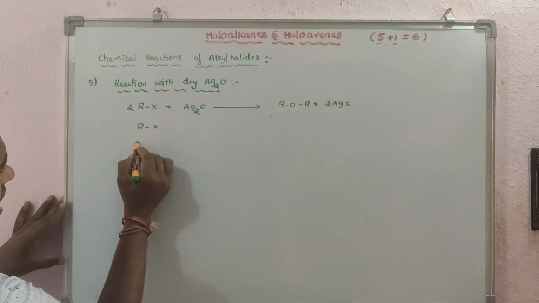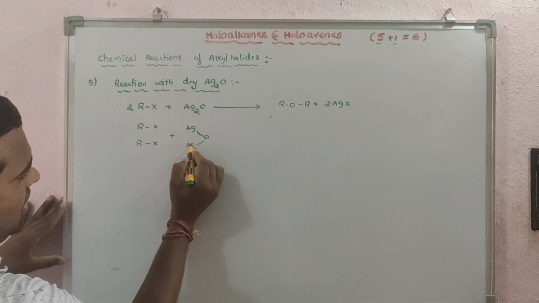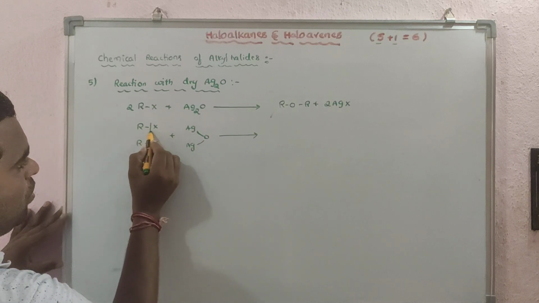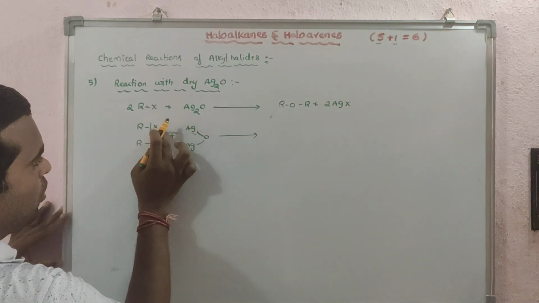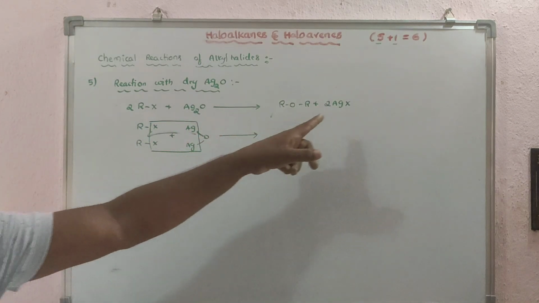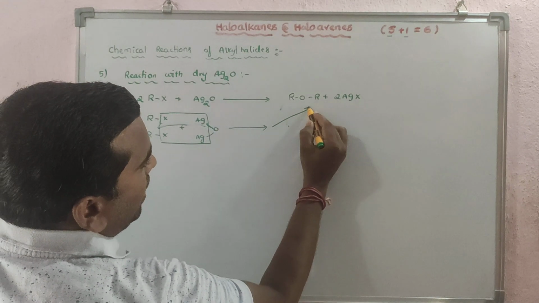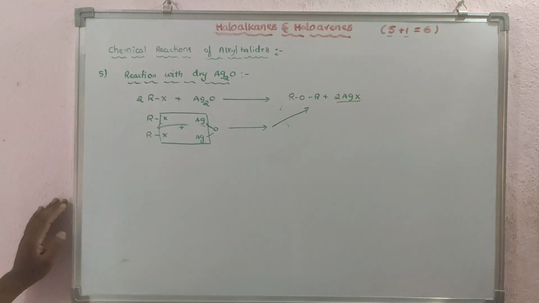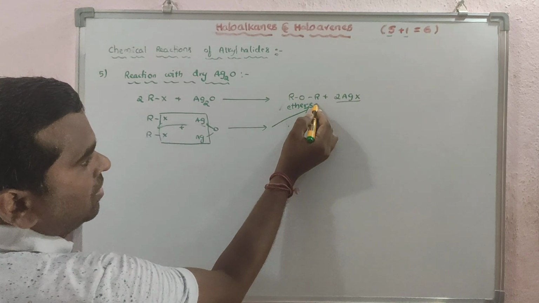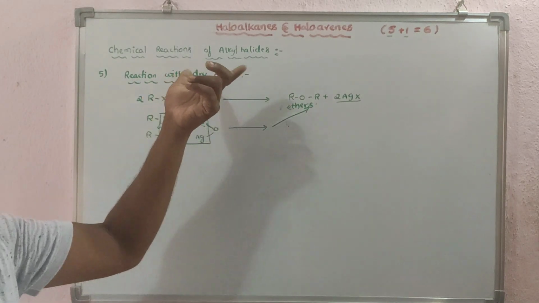What is this reaction? You see, this is RX, and here also how many moles have we taken? 2 moles. And Ag2O. Clear? So what can we remove here? 2 moles of AgX we can remove. 2 moles of AgX we got, and ROR. So ROR plus 2 moles of AgX. So what did we get as the product here? Ethers. Previously in Williamson's reaction we also got ethers, and in the reaction with dry Ag2O we also got ethers.